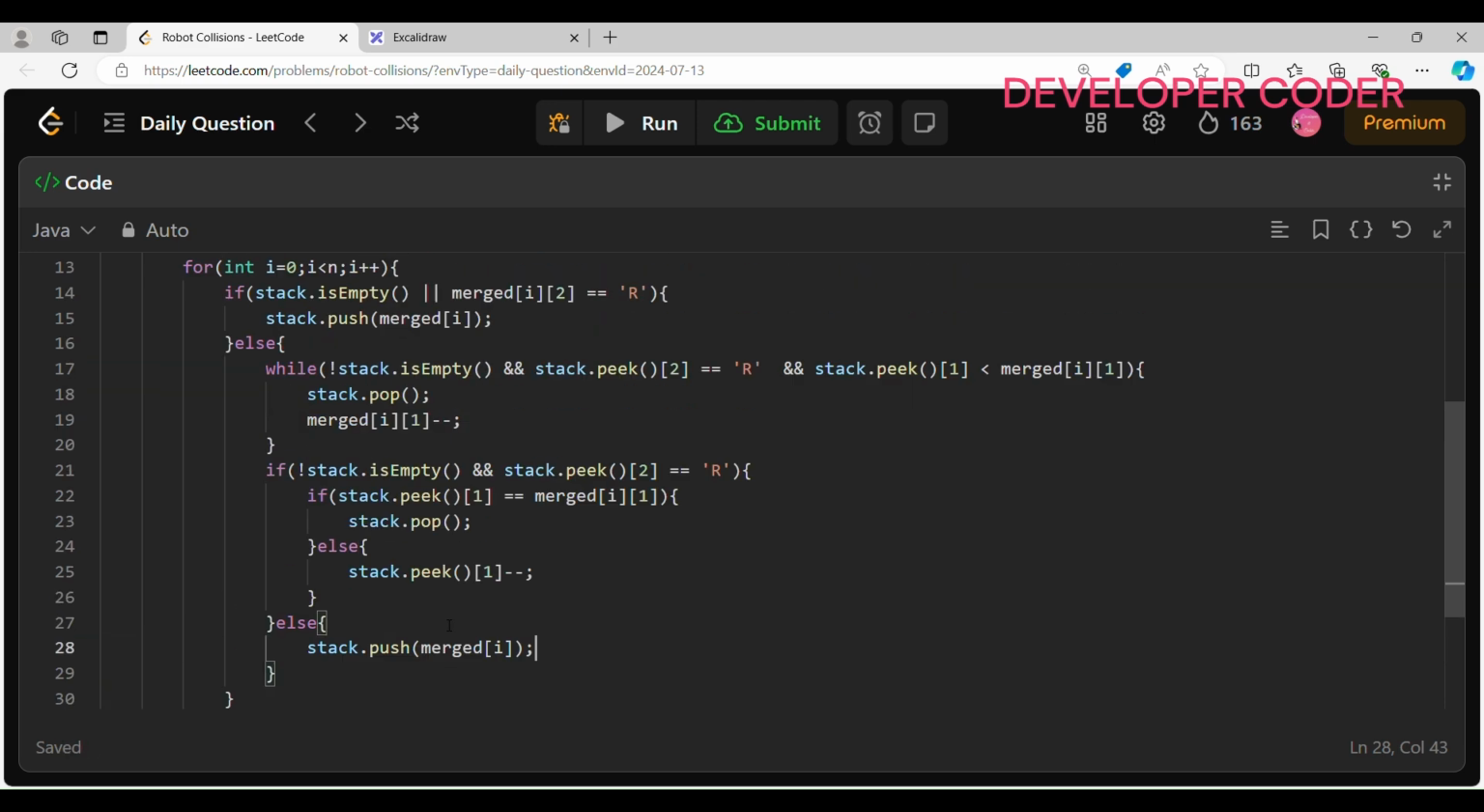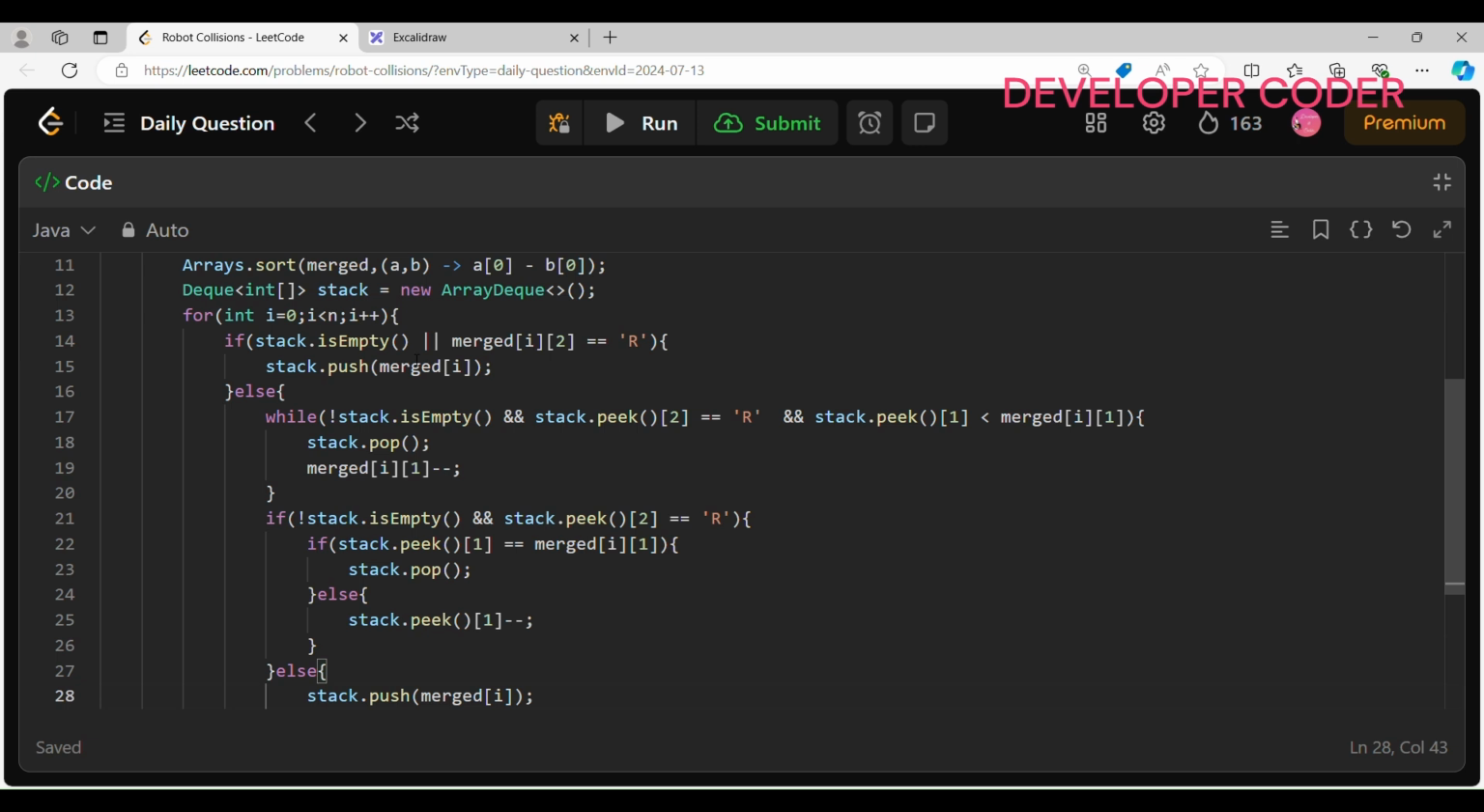Now this is done. So see what I'm doing. Initially my stack is empty and the value is equal to R, so I'm simply pushing that into my stack. In the else part I'm checking if my stack is not empty and stack.peek is equal to R. Now in the else part I am adding for the L partner, right? Then after that I'm comparing the health. So if the health is less than this one, then I have to remove that element from the stack top, and for this one I have to decrement the health.